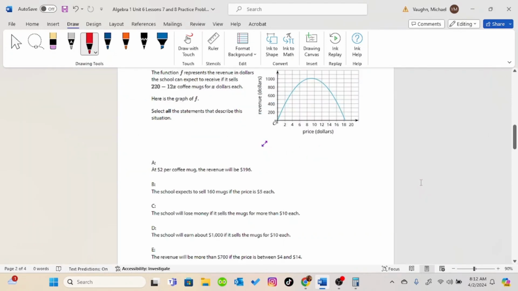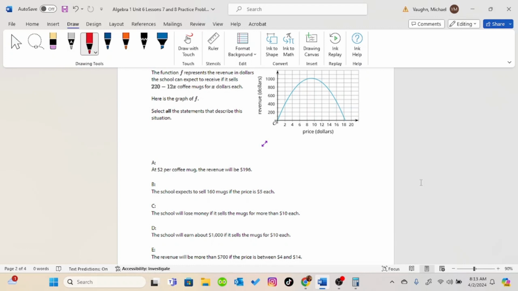The function f represents the revenue in dollars the school can expect to receive if it sells 220 minus 12x coffee mugs for x dollars each. Here is the graph of f. Select all the statements that describe this situation.